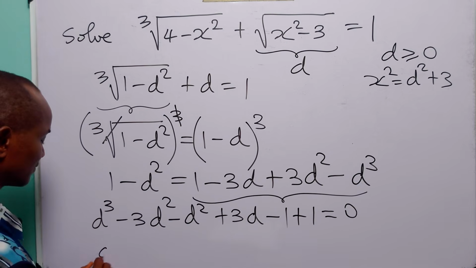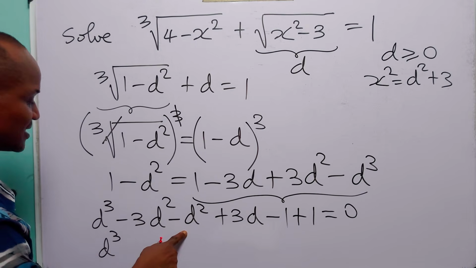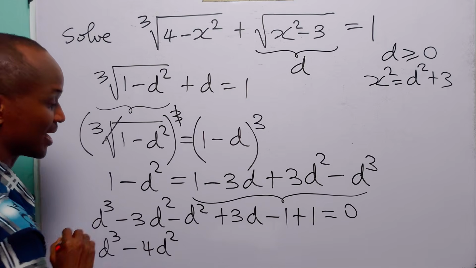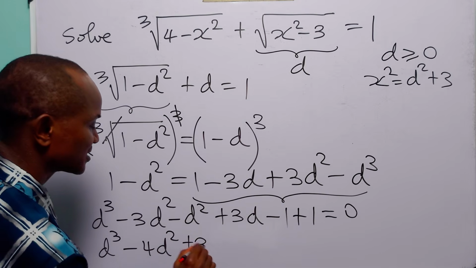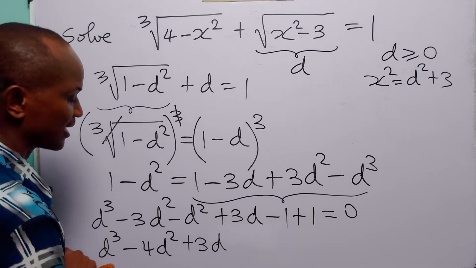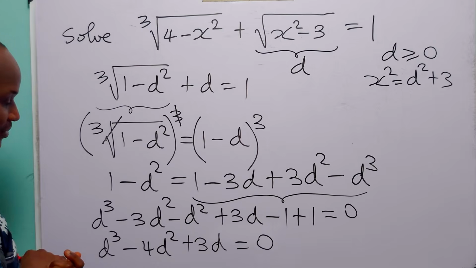Now, we have d cubed. Minus 3d squared minus d squared is going to give us minus 4d squared. Then we have plus 3d. Minus 1 plus 1, of course, is equal to 0. And everything is equal to 0.